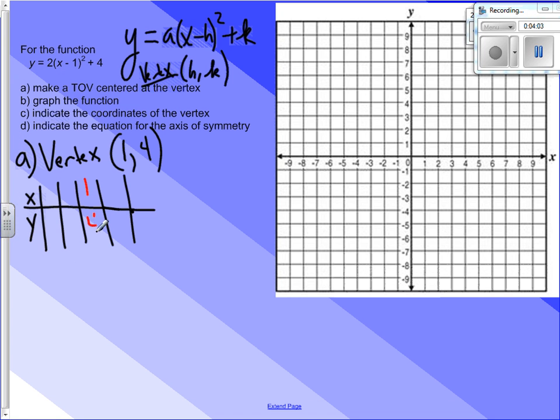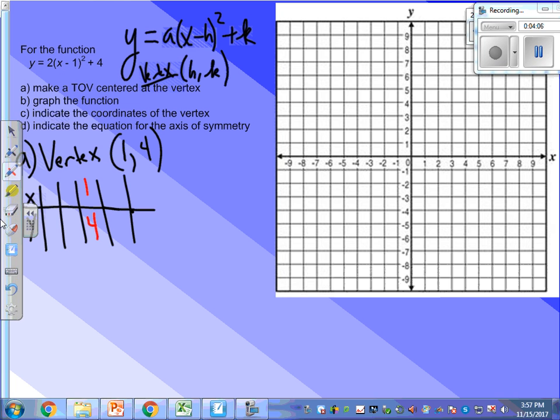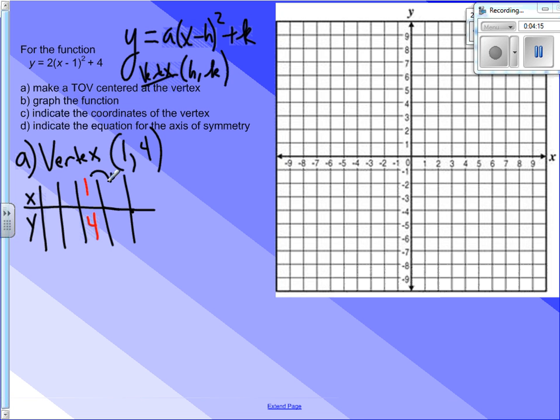1, 2, 3, 1, 4. And do you remember how we get our other x values? We always do the same thing. No matter what our x is, this coordinate of the vertex, we're always going to add 1 going to the right. That's going to give me 2 and then 3. And then going the other direction, we subtract 1: 0, and negative 1, right? 1 minus 1 is 0. 0 minus 1 is negative 1.